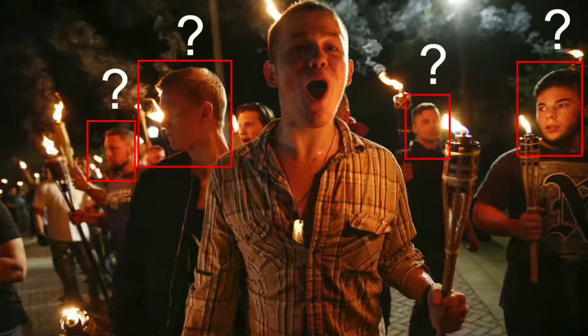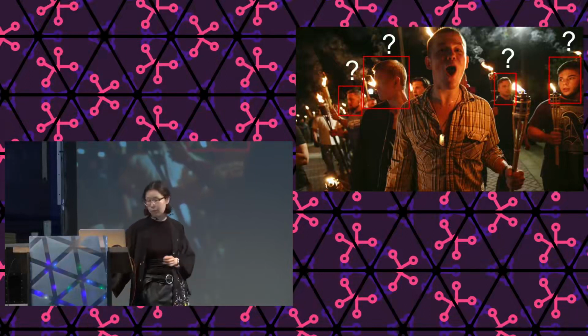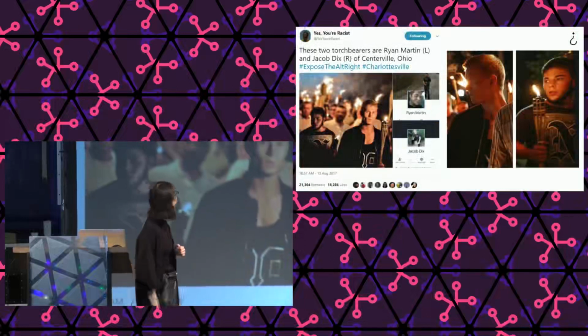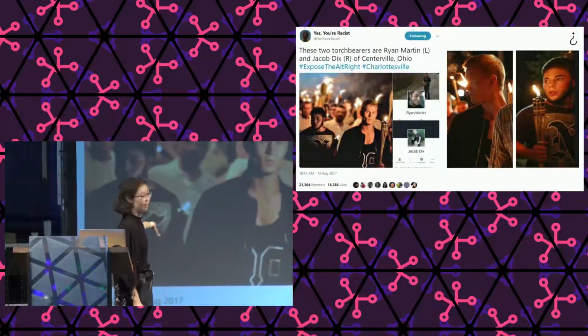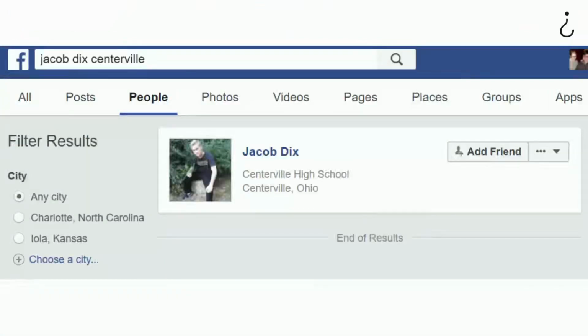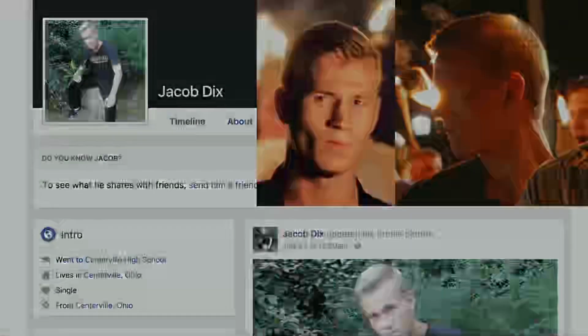It was the exact same thing, because we could see in the photos that he was always with these guys, so we assume that these are his friends, and if we find information on them, then we might find information on him. So we do the same thing, and then we find this Twitter account called Yes, You're Racist, basically exposing all these white supremacists at the protest. They posted this photo and screenshots from Facebook accounts of these guys. So we go to their profiles, we find Jacob Dix. You can see that's the same guy.